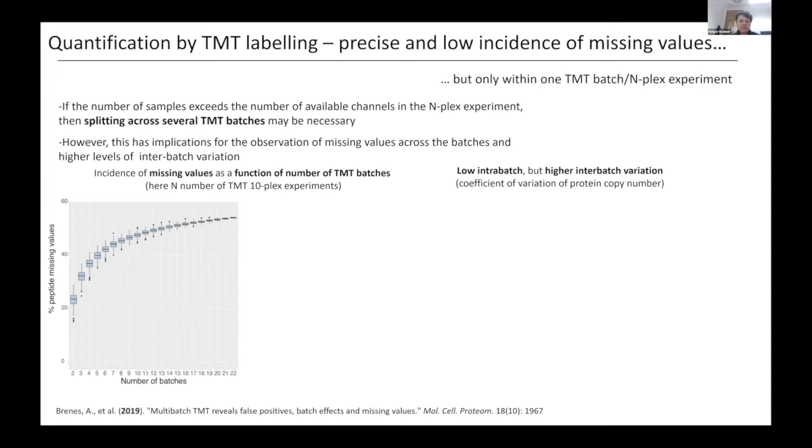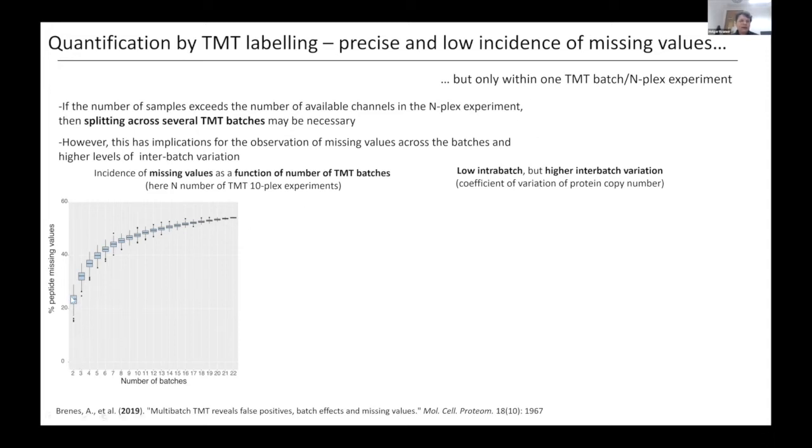Generally, TMT-based quantification has a very low incidence of that, to the point actually where TMT-based proteomics is not very good at seeing the absence of a protein. So even if a protein is generally not present in a particular sample or a particular condition, it will probably be detected at a low level. But we'll come back to that later.